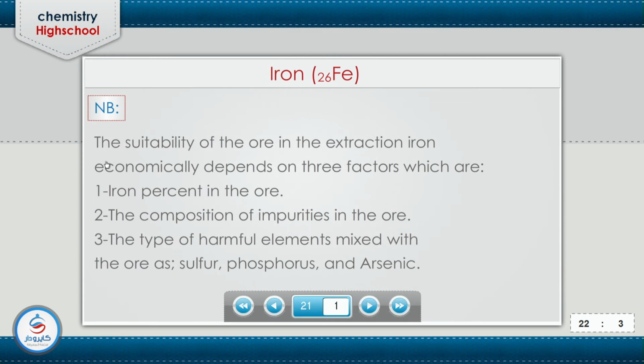NB: the suitability of the ore for the economic extraction of iron depends on three factors. Number one, the iron percent in the ore. Number two, the composition of the impurities in the ore. Number three, the type of harmful elements mixed with the ore, such as sulfur, phosphorus, and arsenic.